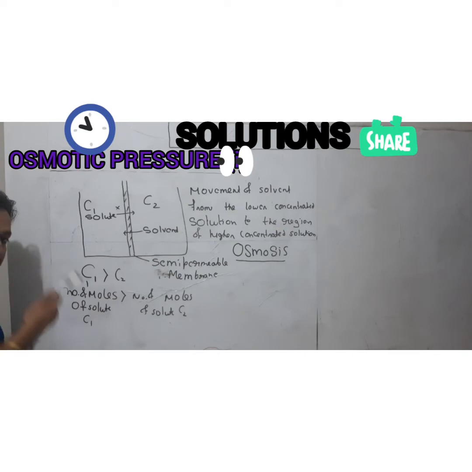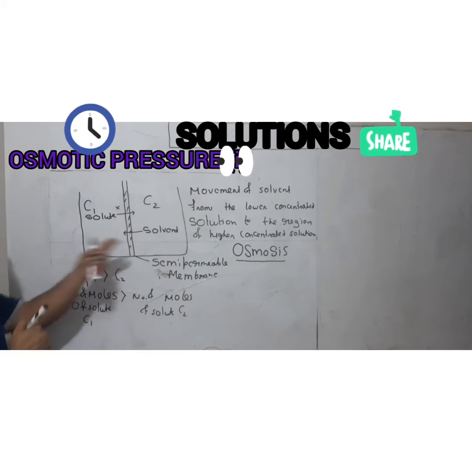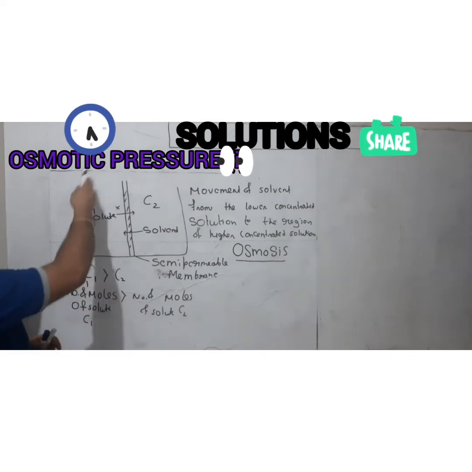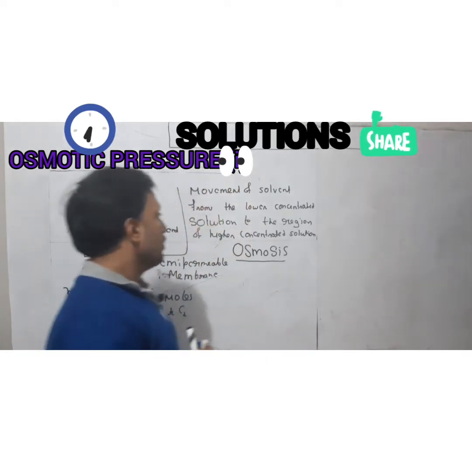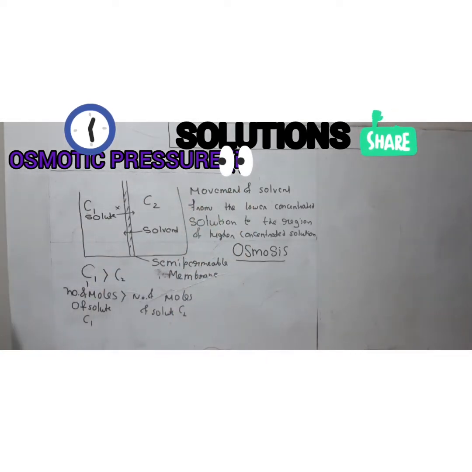So this is the phenomenon which happens when we have two solutions of different concentration separated by a semi-permeable membrane, so that the solute cannot move, but the solvent can move from the lower concentrated solution to the higher concentrated solution. In other words, from the diluted solution to the concentrated solution, because the solvent is more there and less on this side. That is known as osmosis. In order to understand osmotic pressure, osmosis also needs to be understood. So you understand what osmosis means?